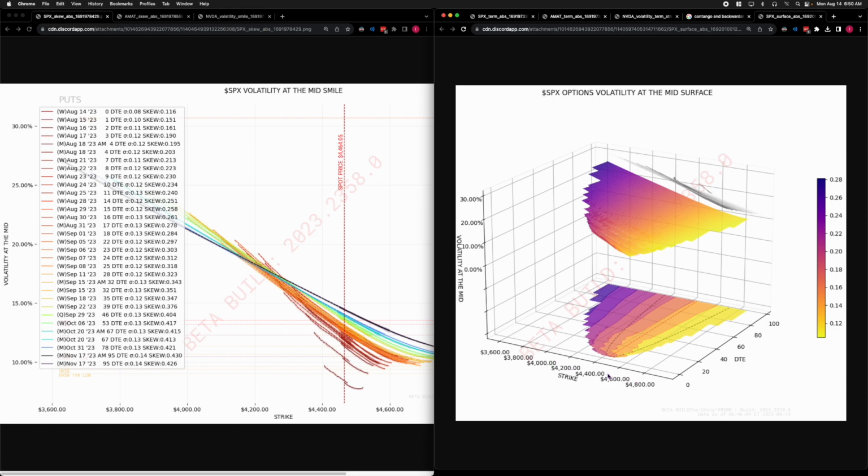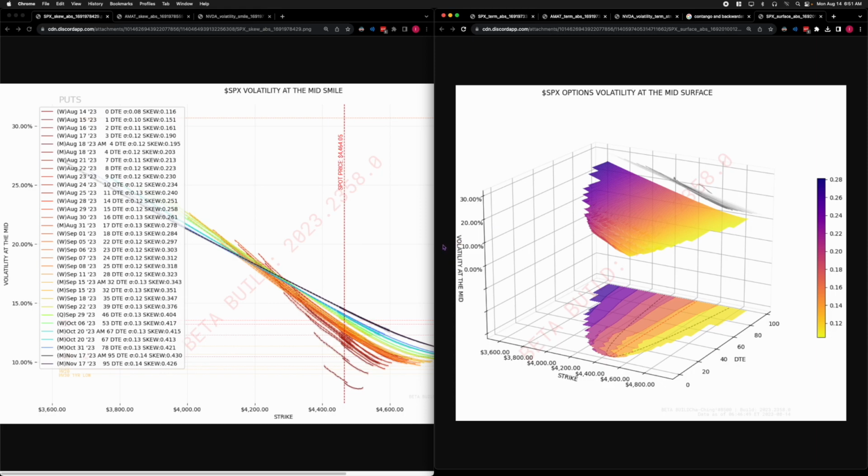These are the strike prices that you're used to seeing on your options table. 3,600, 3,800. The way that it's set up, it's pretty broad. And then these are expirations over here, right? So I guess this is our x-axis here. Our y-axis is actually volatility at the mid, which we've talked about before.